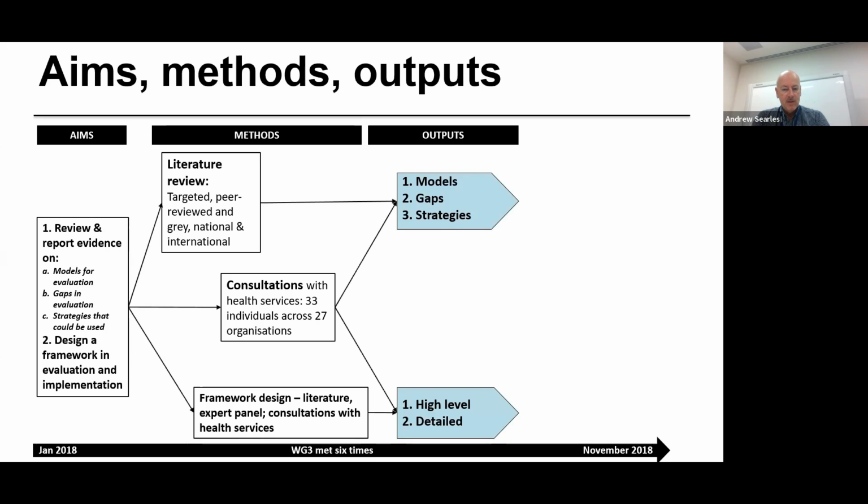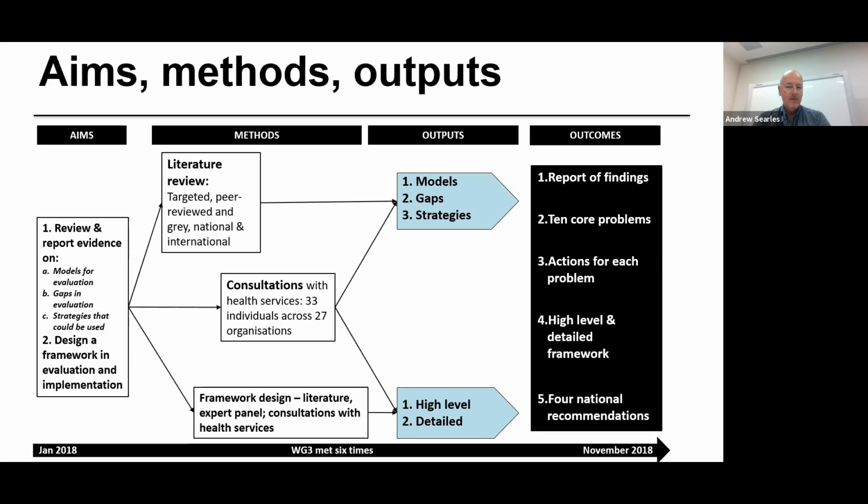And from our framework design, we came up with two levels of the framework. One was a very high level, one single page identification of what this framework might look like. And the second component of this project was to come up with a very detailed framework that took deep dives into all the various aspects of the framework as to what it might look like if this was to be rolled out in a particular health service.